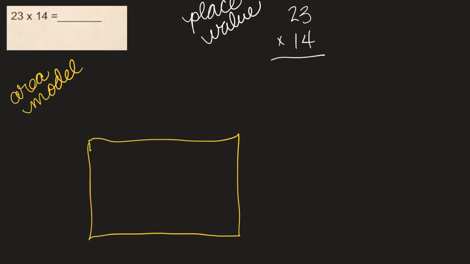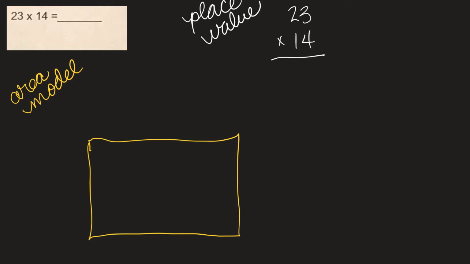Hey guys, this is day 1 of week 2's work, and the very top says multiply, use an area model, or place value strategies. So I'm going to do mine both ways, but you only need to do yours one way because it says or. So I'm going to start with the area model.